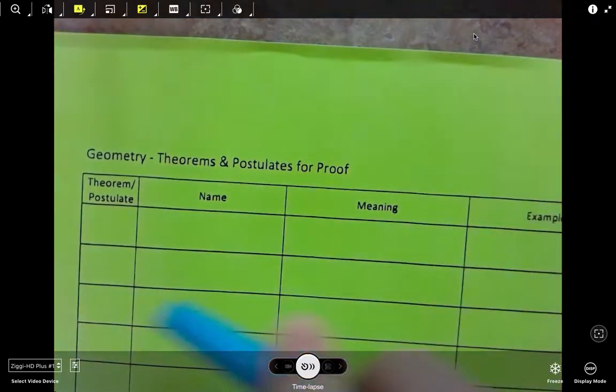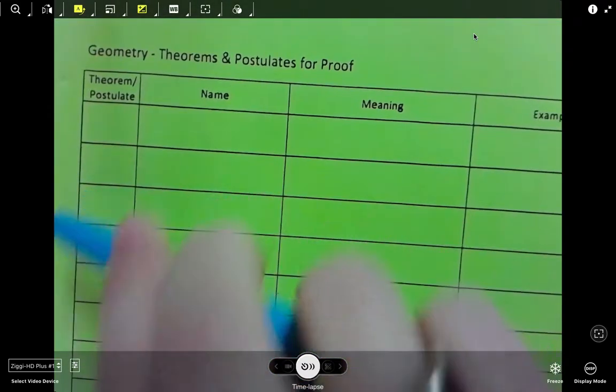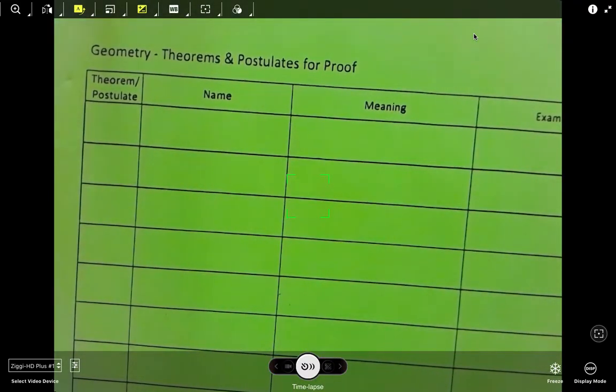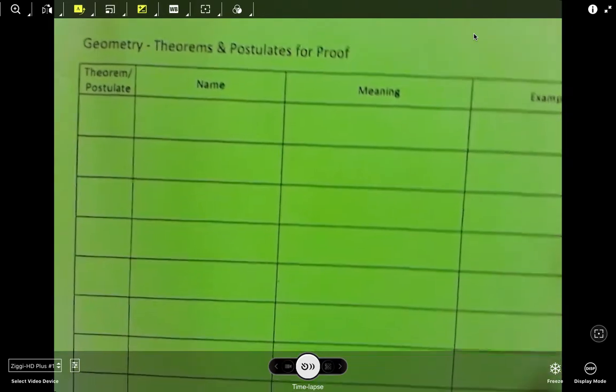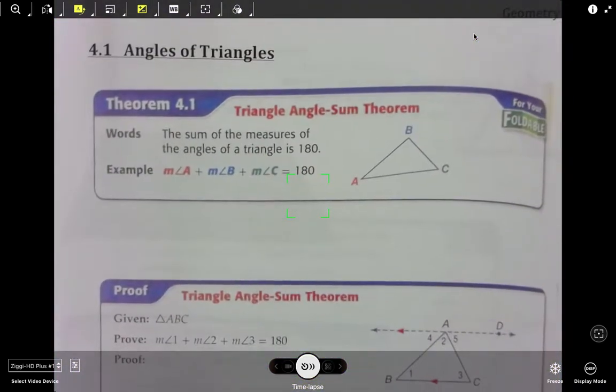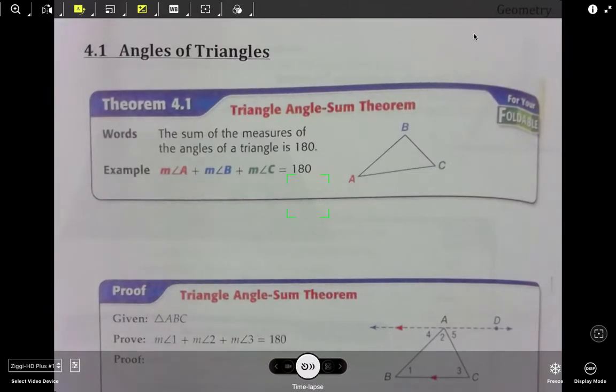We're going to have four theorems or postulates to fill in today, so make sure you have that handy. Section 4.1 does have a proof in the notes for it, but I don't think it has a proof in your homework assignment. So you'll get one more day of freedom for now. So 4.1 just talks about angles of triangles, and for the most part, it should be pretty basic. It should be kind of stuff that you already know.